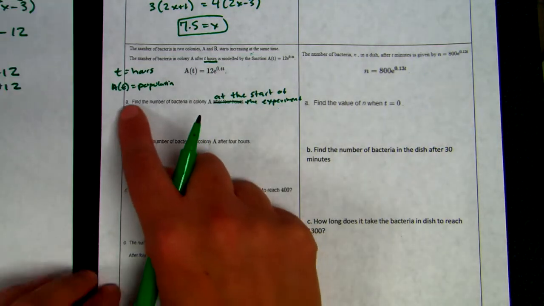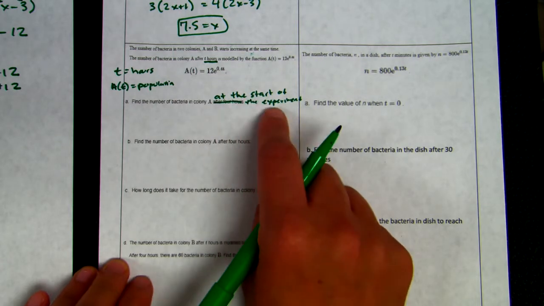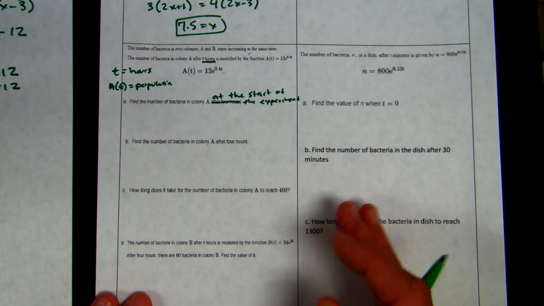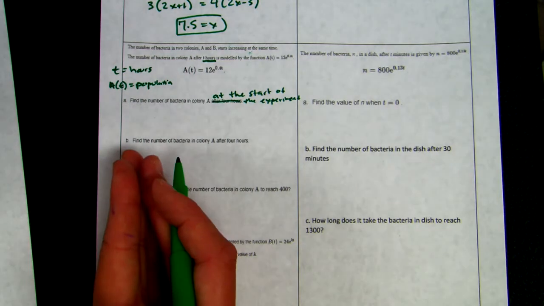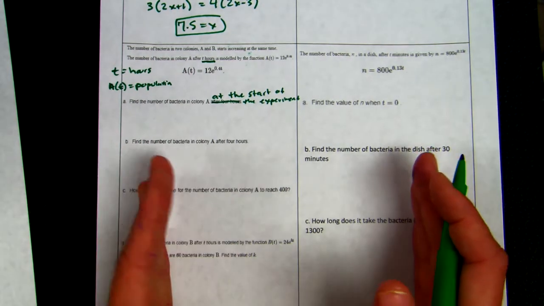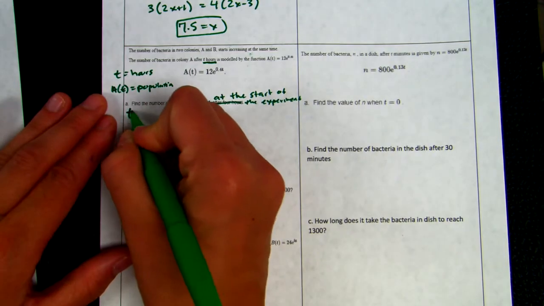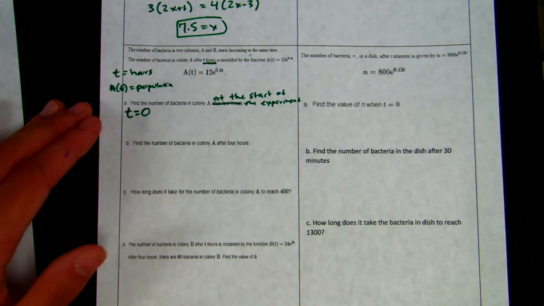Okay, first thing it says is find the number of bacteria in colony A at the start of the experiment. So at the very beginning of the experiment, time hasn't started yet, right? If I had a stopwatch, at the beginning of the experiment it would be at 0, and then when I started it, that was when we would start timing. So at the start of the experiment, T is going to be equal to 0 because we're at the very beginning before time has started.